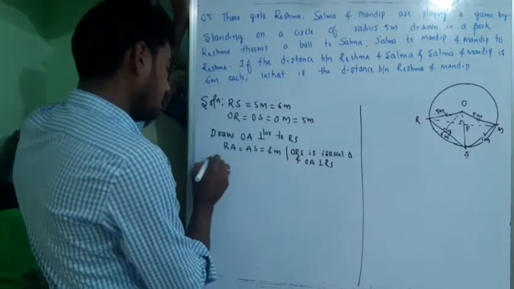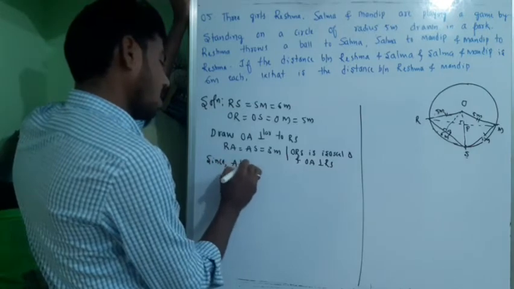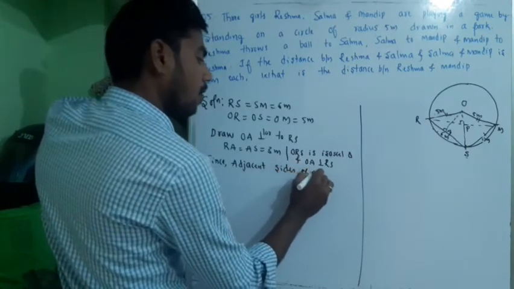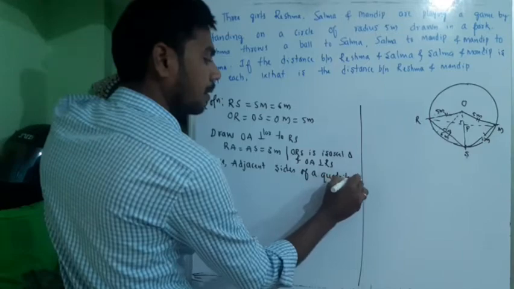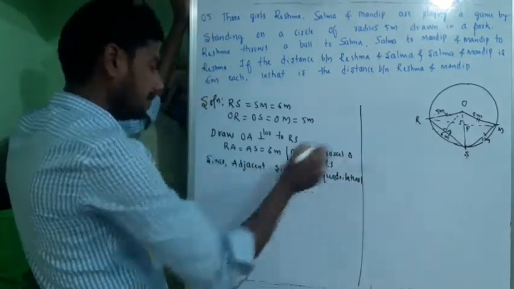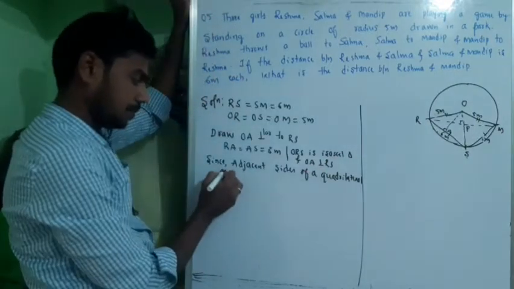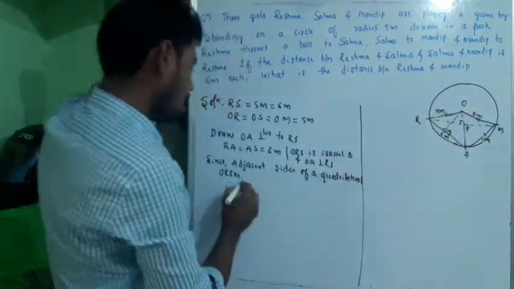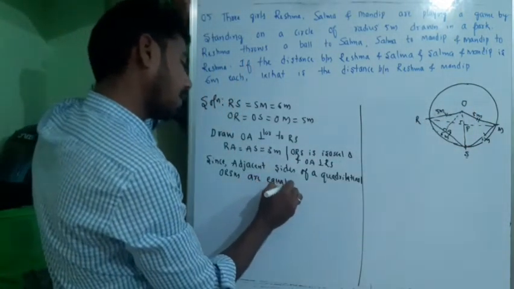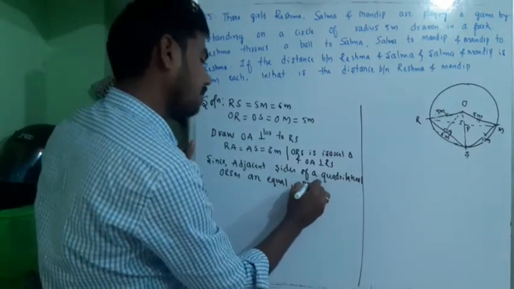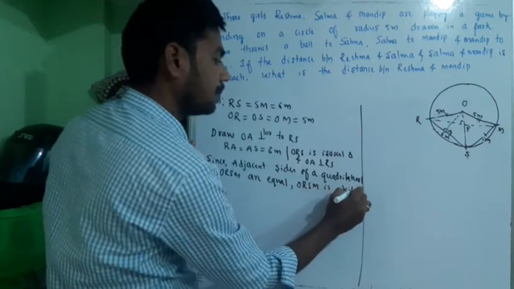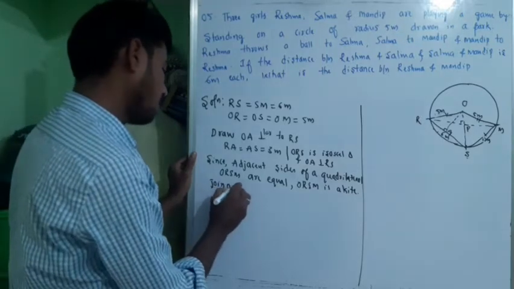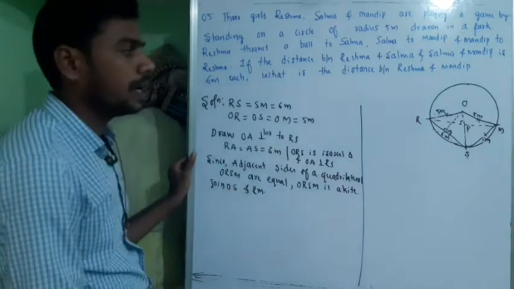Now, next. Join, since adjacent sides of a quadrilateral ORSM are equal, ORSM is a kite. Join OS and RM. Okay.